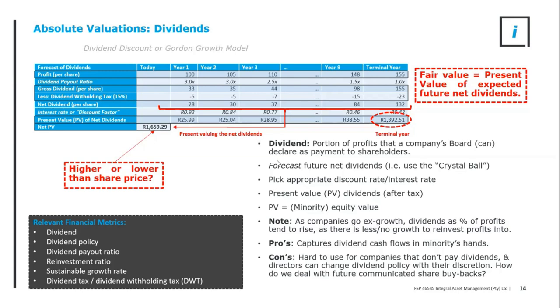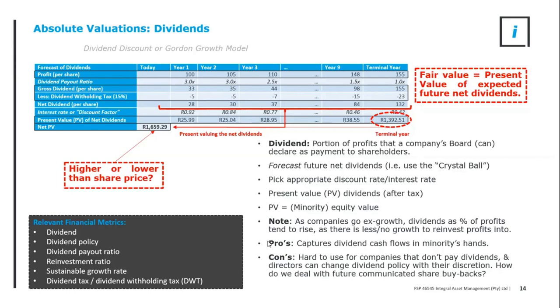Now, just a final note. Note that as companies get larger and their growth slows down, they tend to invest less into their own operations and tend to pay out more of their profits as cash flows, or more as dividends at least, sorry. So what tends to happen is your payout ratio tends to rise as you approach that terminal year.